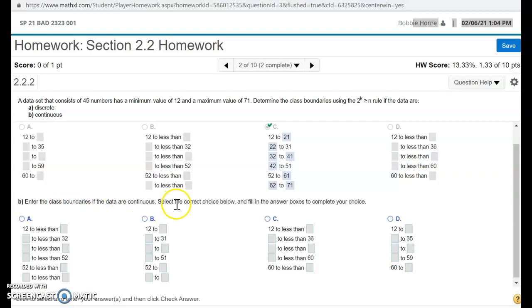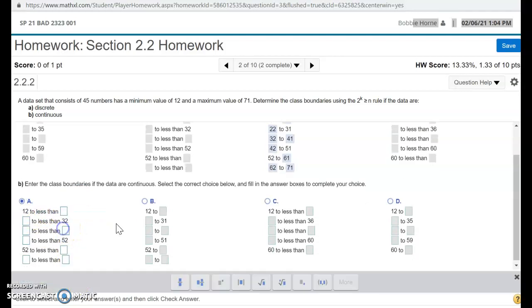Okay, now for continuous, this is anything that can be measured using a decimal or a fraction. So it doesn't just include whole numbers. It's going to be continuous. It's going to include all numbers and decimals. So it's either going to be A or C. And we know we have 6 classes, 1, 2, 3, 4, 5, 6. So this would be the correct one.